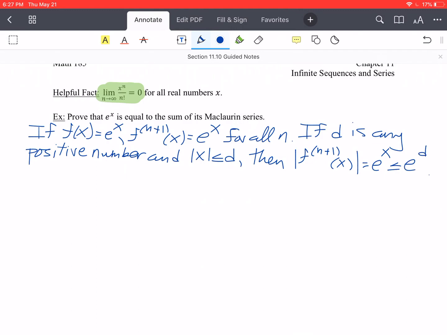to the d. Okay, so track with me here for just a second, make sure we're all on the same page. Since the function is e to the x, any derivative of that function is e to the x. Since the absolute value of x is less than or equal to d, e to the x must be less than or equal to e to the d. Okay, because d is always going to be greater than or equal to x. So that's all we've said so far.